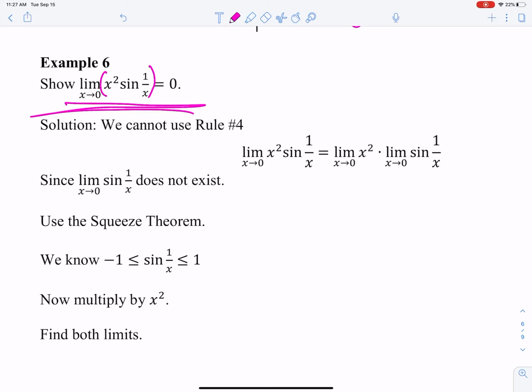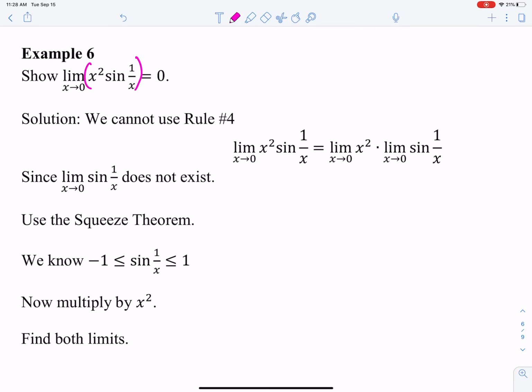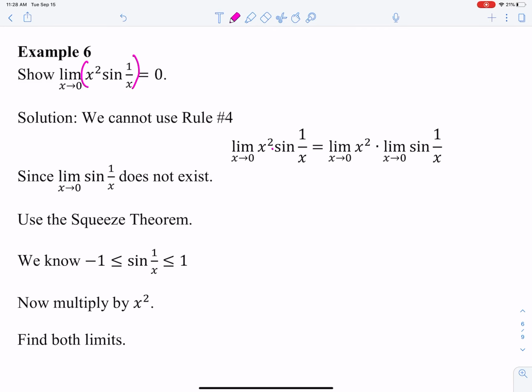So the problem is it's not a polynomial. Well, part of it's rational, but if we plug in a 0, it's not in the domain, right? We'd get 1 over 0. So we can't plug in. So we've got to do some fancy footwork here. All right, so what we're going to do is use the multiplication rule, right? So we're going to break this up. There's multiplication in between the x squared and the sine of 1 over x.